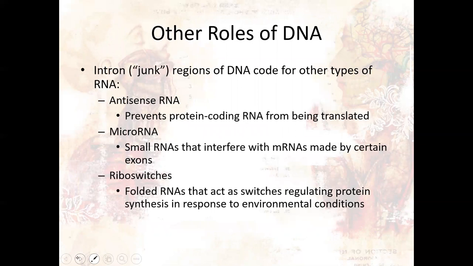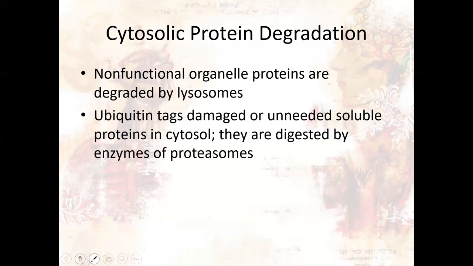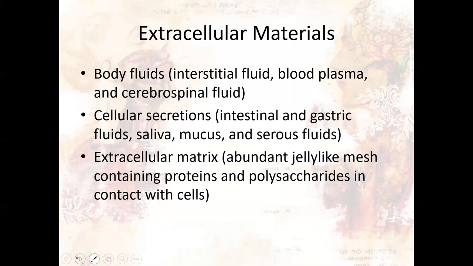There's other DNA, introns and stuff, that we don't quite understand. Cells that have things that don't work, lysosomes break those down. We can hold ubiquitin tags on things that aren't needed. You're not just made of cells, though. There's a lot of junk outside the cells, fluid, secretions, what's called the extracellular matrix, this mesh that holds everything together.